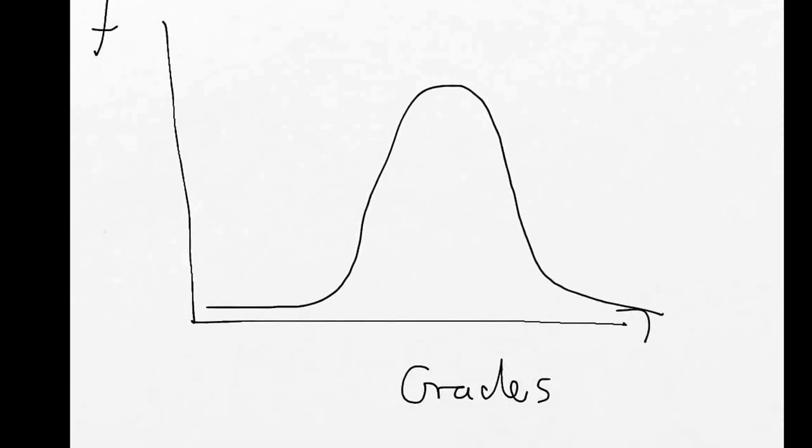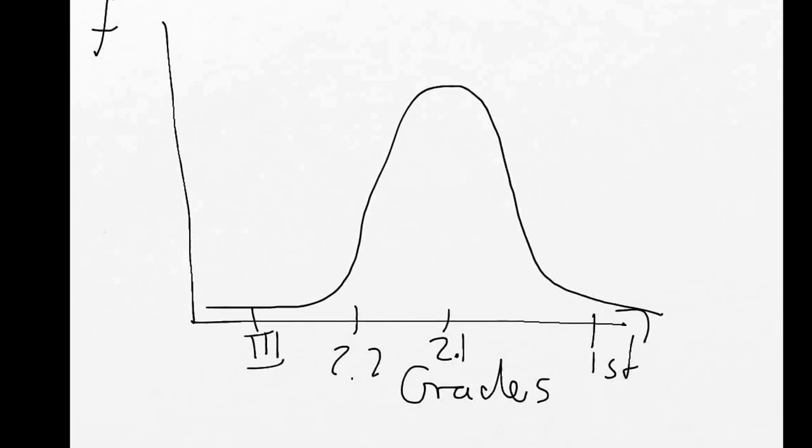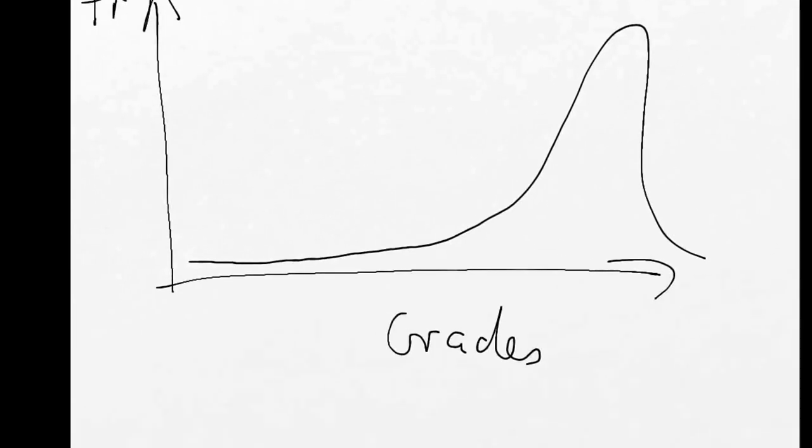Most people would be around, say, the 2-1 mark. Here that would be first, 2-2, third, and here would be probably fail. And this obviously is a very different distribution. So that would be for an essay compared to this weird distribution that I have here.